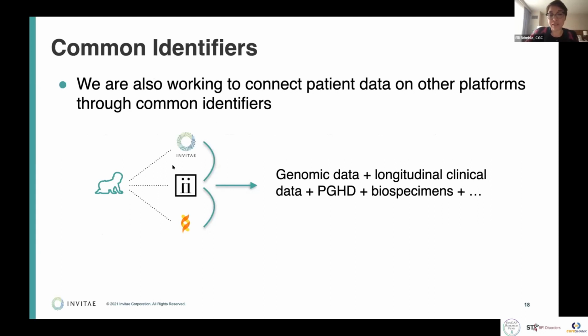So, one of the exciting things about now being part of the Invitae family is we're hoping to be able to add genetic data, whether that's the specific genetic variant causative for a person's diagnosis, or whole genome sequencing, for example. We're now going to be able to layer that onto the longitudinal clinical data that we extract at Ciitizen, whether that's any patient-generated health data, biospecimens, and we have also successfully connected to individual patient registries as well. So this is part of a larger effort amongst many groups to ensure that data can be connected across various platforms where an individual patient may be participating in.